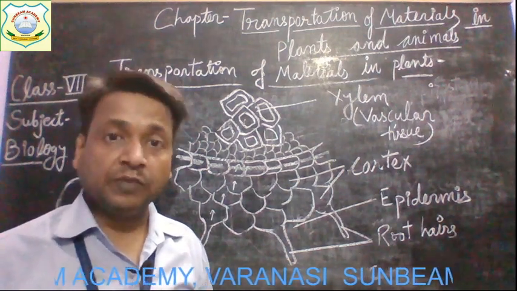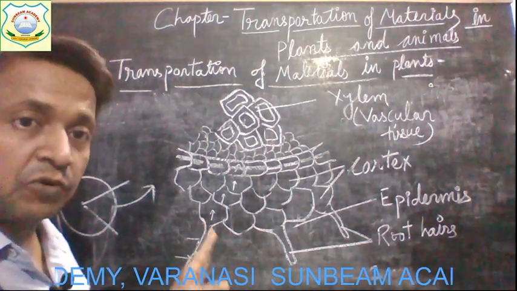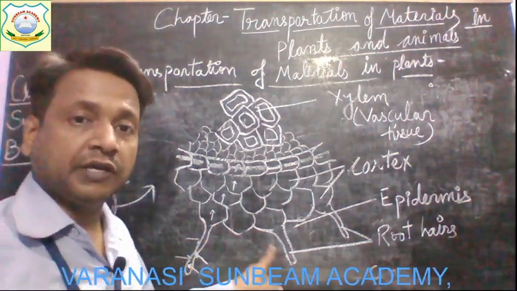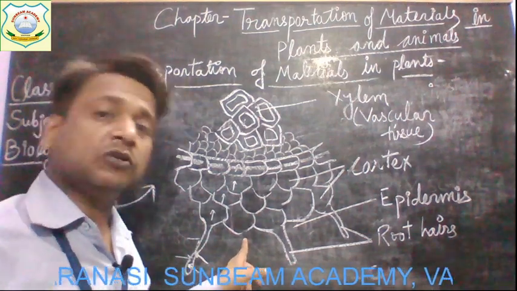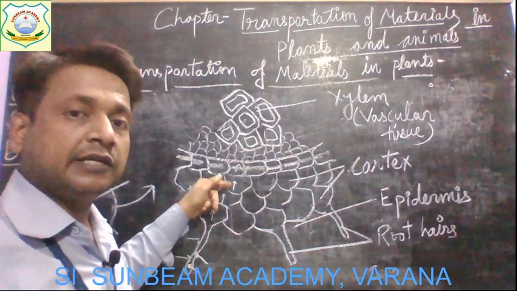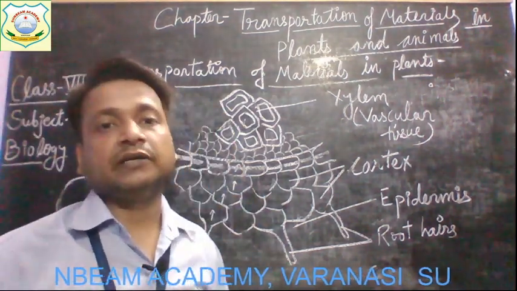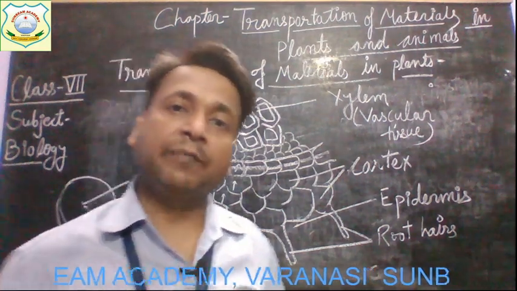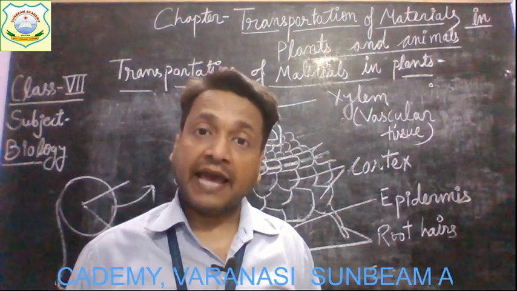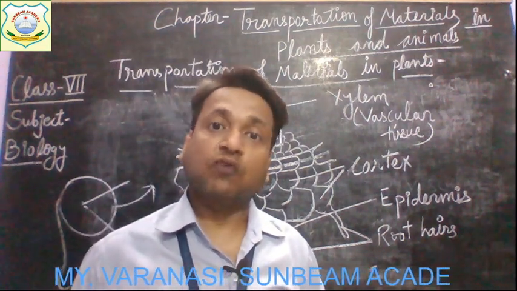Okay, children, please make it clear that diffusion is the process by which the water is absorbed through the root hairs, and by the same diffusion process it moves from one cell to another cell and finally reaches the xylem, and from here it moves to different parts of the body by the same process.